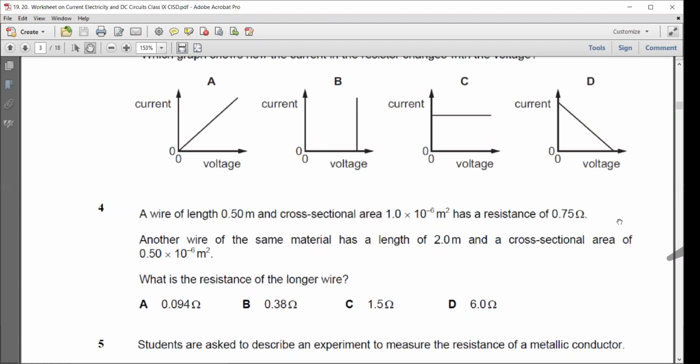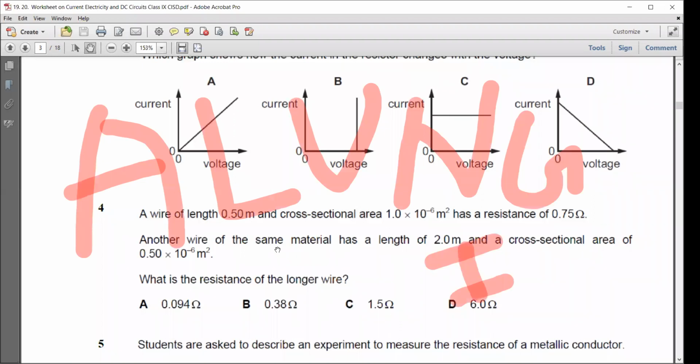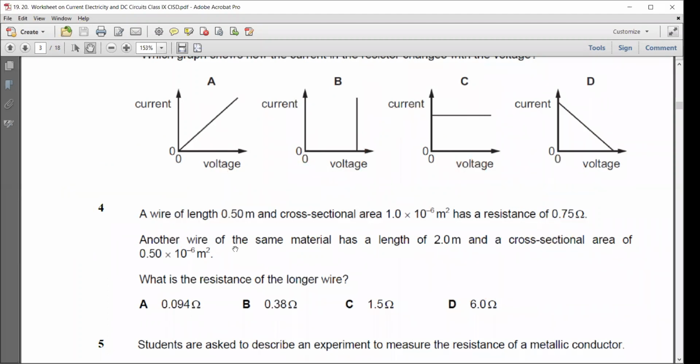Did you write, everyone? Please write, then it will be easier to understand. Now you have here another wire of the same material. Here you have one note: if the object or conductor is the same material, then please listen and take part. Don't write this. Only once, if your teacher is saying anything, you should listen to that. Now look, same material means we have the same resistivity. Got my point, everyone?